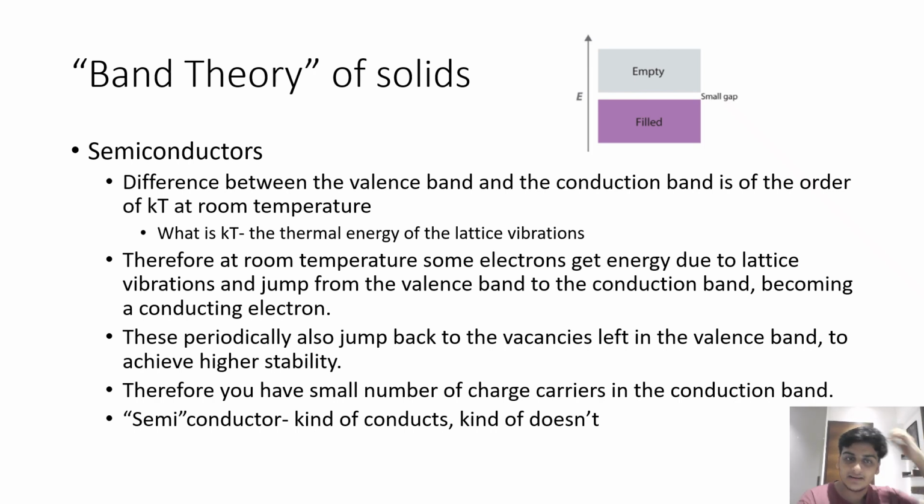And in the conduction band, they become a free conducting electron, just like you have a free electron in the conduction band of a metal. Now, the other side to this is that because you have left a more stable state in the valence band that was higher energy, periodically they also jump back to the vacancies left in the valence band to achieve this higher stability. So you do get some electrons jumping into the conduction band, but it's never as much as the metals because they tend to jump back as well.